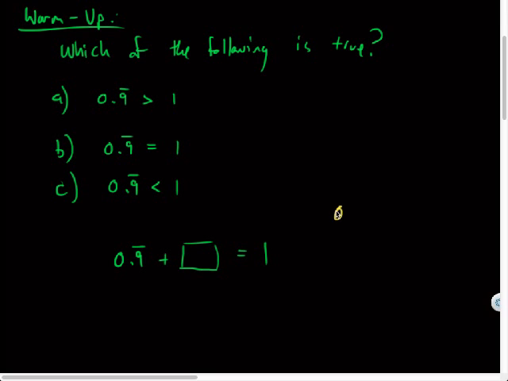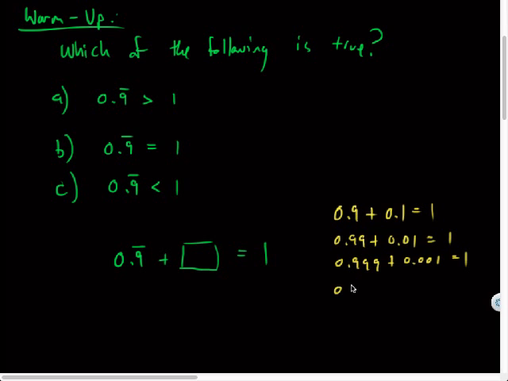Well, let's think about this. 0.9 plus 0.1, that would equal 1. Do you guys agree? Yes. All right, 0.99, what would I add to that? 0.01, that would equal 1. Or 0.999 plus 0.001, that would equal 1.